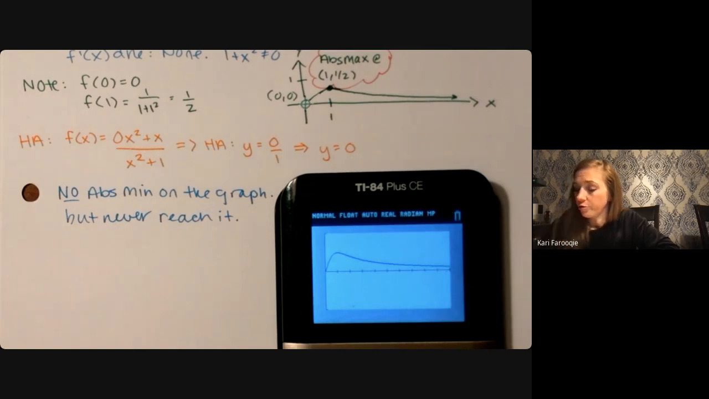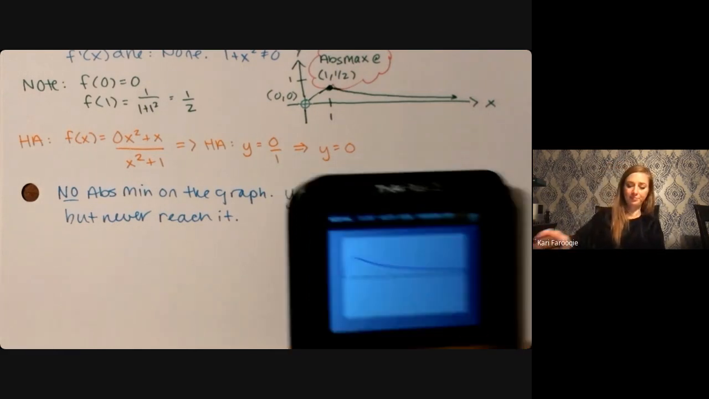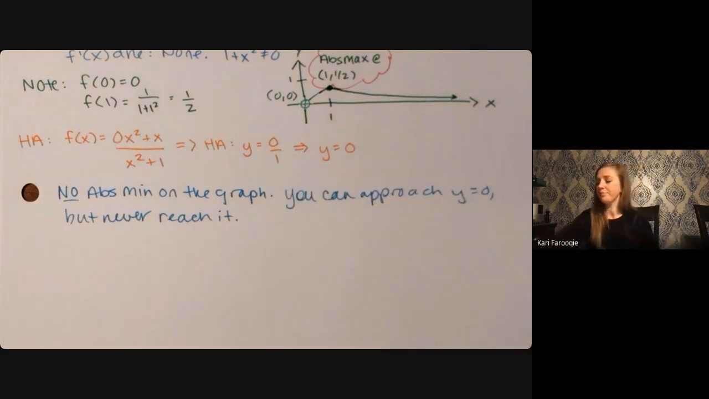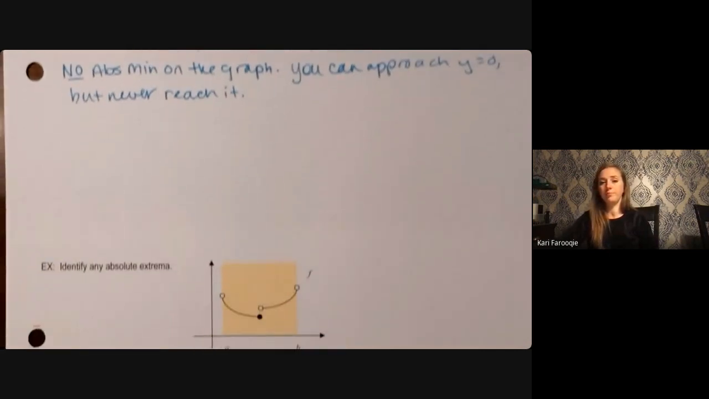So this is what the graph looks like. It sort of looks like the picture, but my concavity was off a little bit. Now you can see how you don't actually have any absolute minimum value on this graph, but we do have that absolute maximum value. So that one's a little bit tricky.